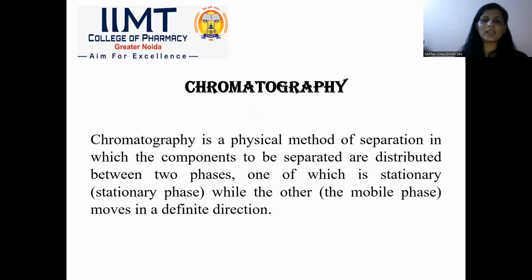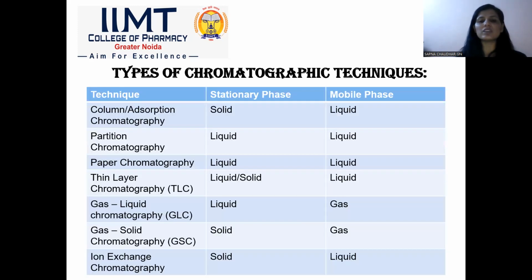Chromatography is the simplest technique in which one phase is called the stationary phase and the other phase is called the mobile phase, and the components of the mixture travel through the stationary phase and mobile phase, and the separation of the mixture takes place using this technique. So basically, chromatography is a physical method of separation in which the components to be separated are distributed between two phases, one of which is the stationary phase, while the other is the mobile phase, which moves in a definite direction.